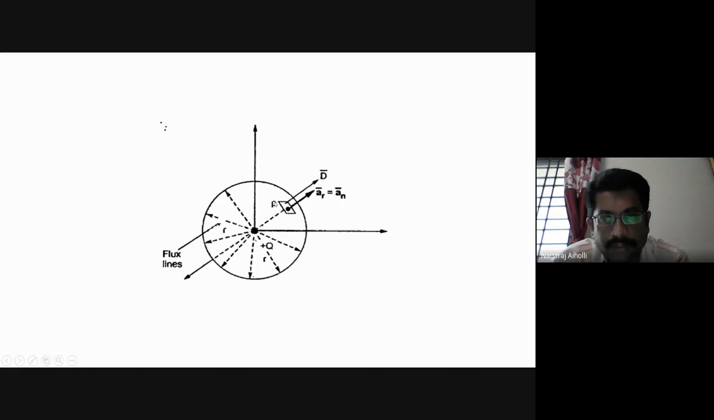The normal component is the unit vector which is perpendicular to the surface dS. aR bar is the radial component, that is the radius of the sphere, which is directed radially outwards. It is also normal to the surface only, and hence we are considering aR bar is equal to aN bar. Okay.